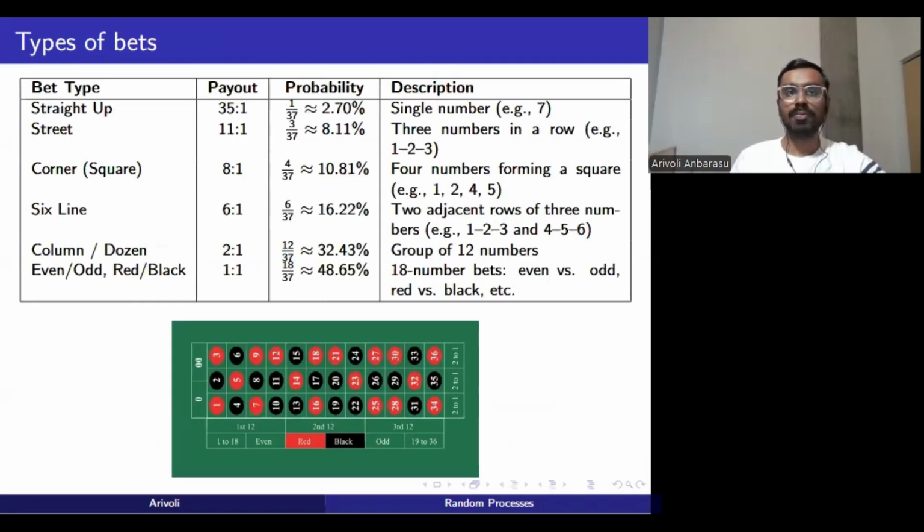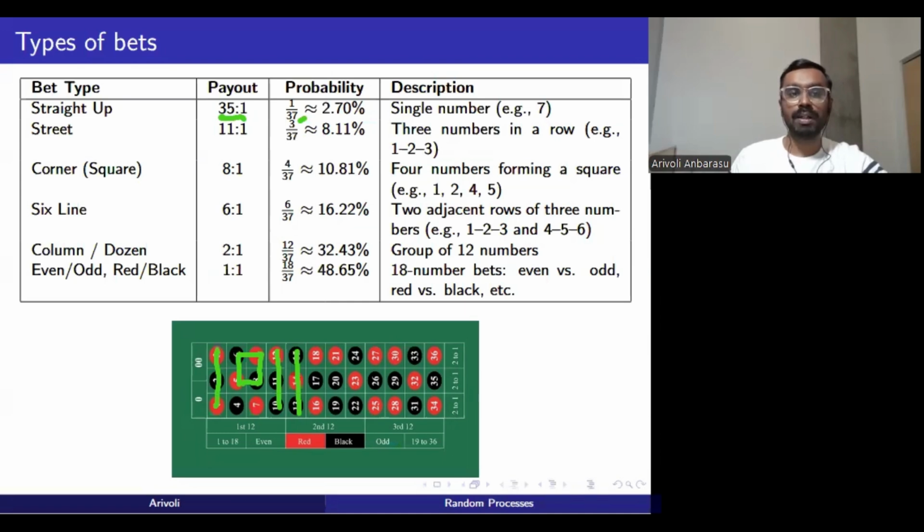Let's take a look at the different types of bet you can place in roulette. Starting with a straight up bet, that's just a bet on a single number. It has the highest payout of 35 but also has the lowest chances of winning, just 1 in 37. Then we have the straight bet which covers 3 numbers in a horizontal row. Then we have the corner bet where we bet on 4 corners of a square. Next, we have the 6 line bet which covers 2 adjacent rows, covering 6 numbers in total.